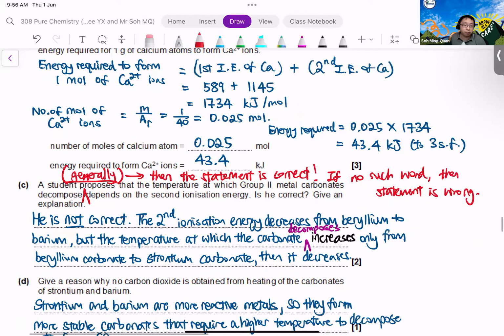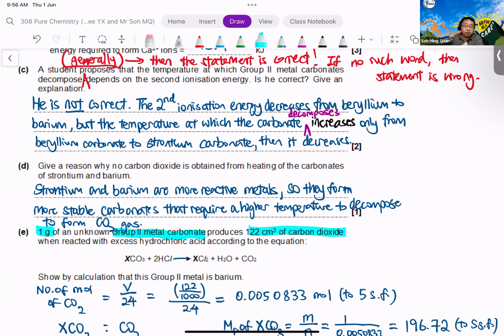Part E is a calculations question. So again, as you can see, for any calculation, please highlight chemical names and numbers. All right. So the first thing you need to do is obviously you need to convert 122 cm cube of CO2 to moles. It's a mole concept question. The first step is always convert to moles. 122 cm cube must be converted to dm cube. So you divide by 1000, then you divide by 24 to find number of moles.